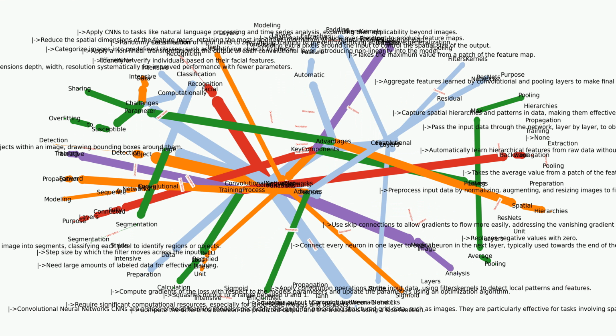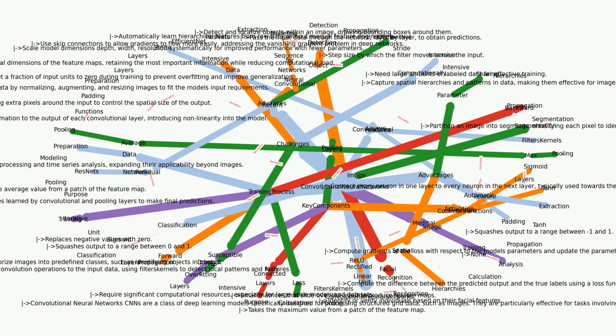Pooling layers. Description. Reduce the spatial dimensions of the feature maps, retaining the most important information while reducing computational load. Types. Max pooling takes the maximum value from a patch of the feature map. Average pooling takes the average value from a patch of the feature map.